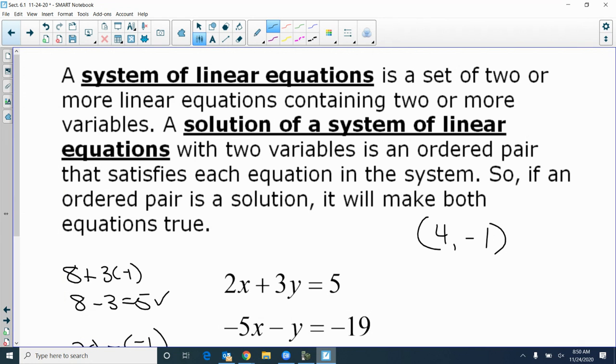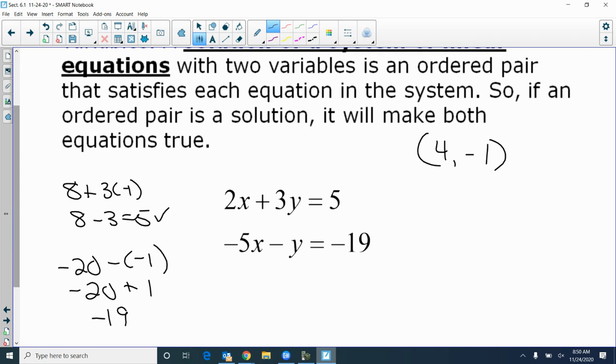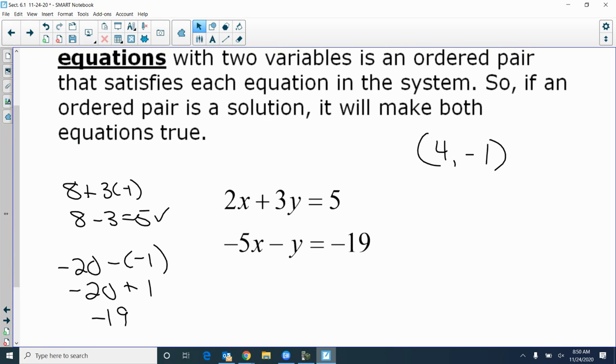here's your information about a system of linear equations. This is a 2x2 system. While you were gone, we figured out that (4, -1) was the solution to that, and then we're going to go through actually how to get that.